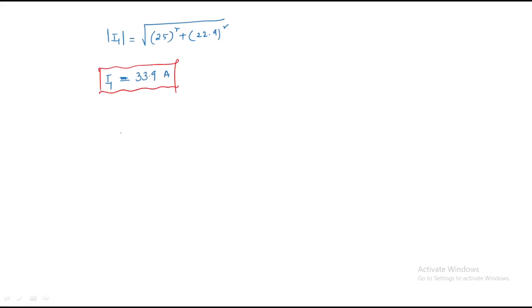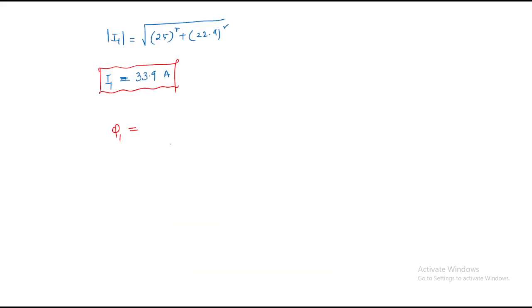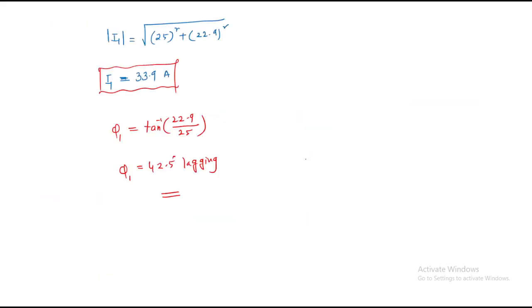Therefore, what is the phase angle phi 1? Phi 1 should be equal to tan inverse of 22.9 by 25. Simple problem. Therefore, phi 1 should be equal to 42.5 degrees, which means lagging the supply voltage by 42.5 degrees. Like that, you have to calculate the given problem, right?